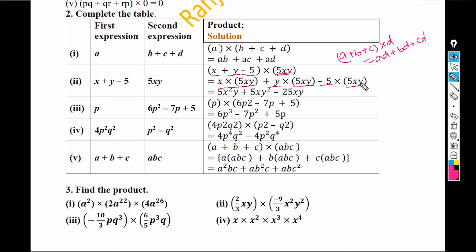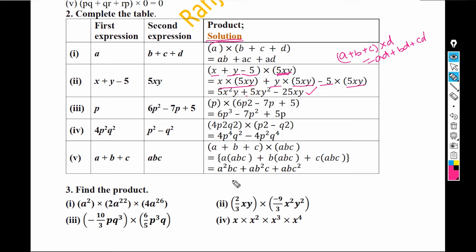Multiply, you will get 5x square y, and here the plus sign is there in 5xy square, and the next term is negative, that is minus 5 5s are 25xy. This is the result. Like that, you can find the product yourself and check the solution from this video. First of all, try to solve yourself.